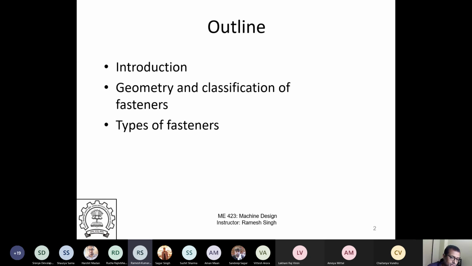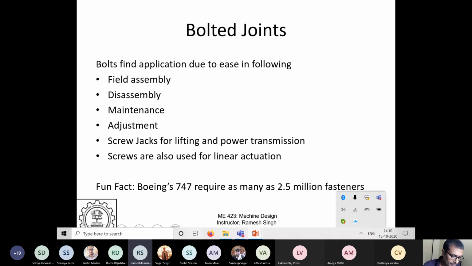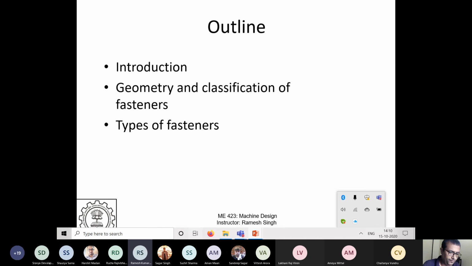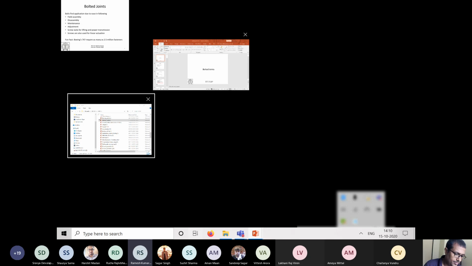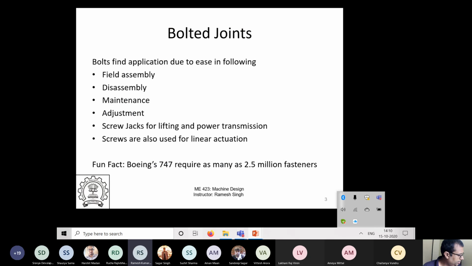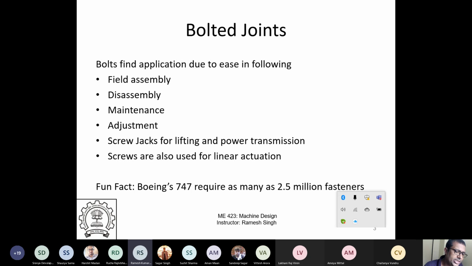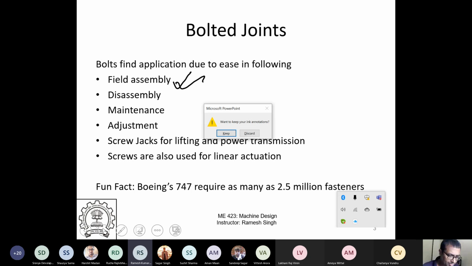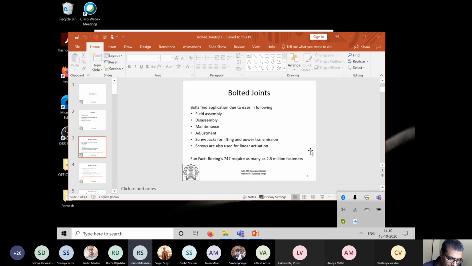So bolted joints, sorry, let me just go back. Okay. It looks like my computer is becoming slow for some reason. I don't know why. Okay. Yeah, so bolted joints. Okay. Yeah. So bolted joints are needed because you have to do field assembly. You have to do disassembly, maintenance. Yeah, looks like there is a problem. Sorry for that, but let me do this again.